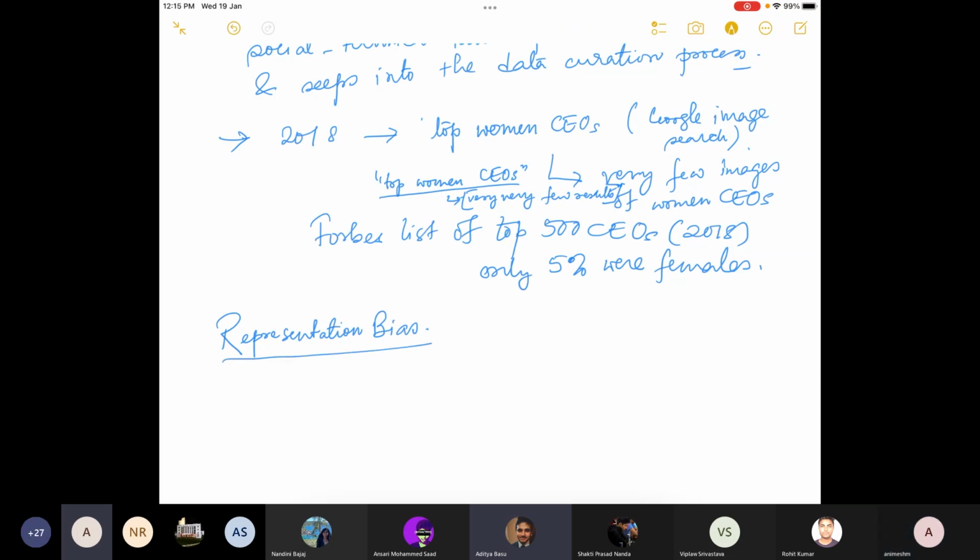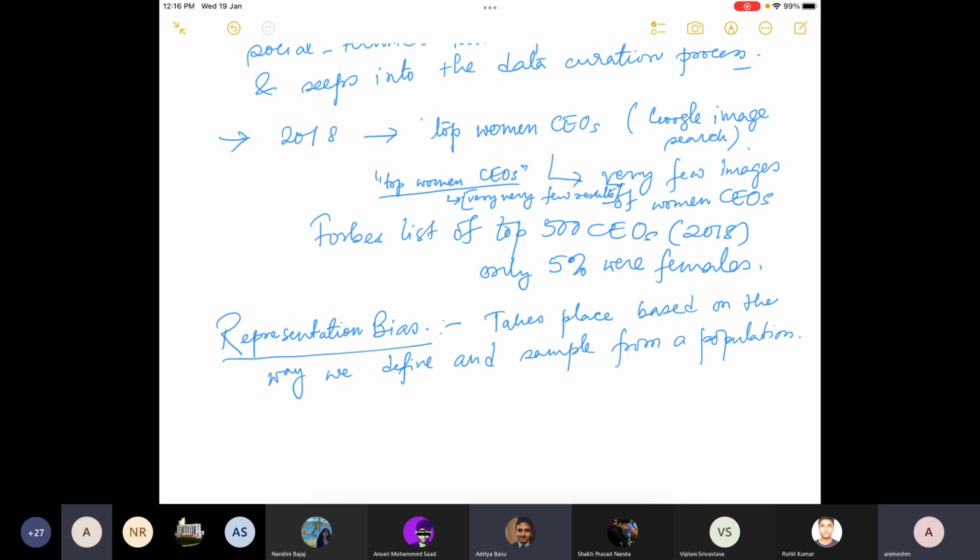Representation bias. Okay, so here, as the name suggests, this happens depending on how we define and sample from a population. So the idea is that this takes place based on the way we define and sample from a population.